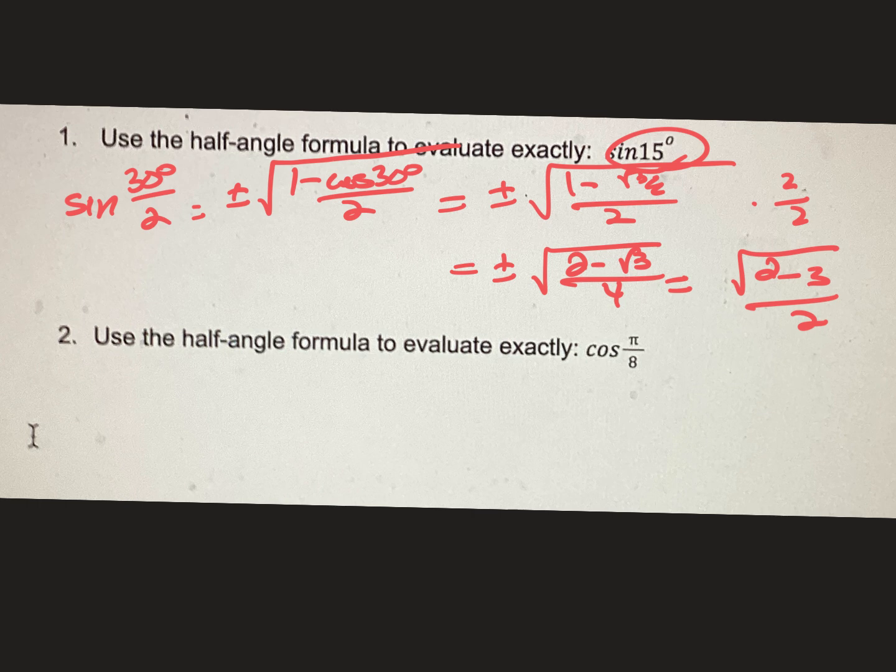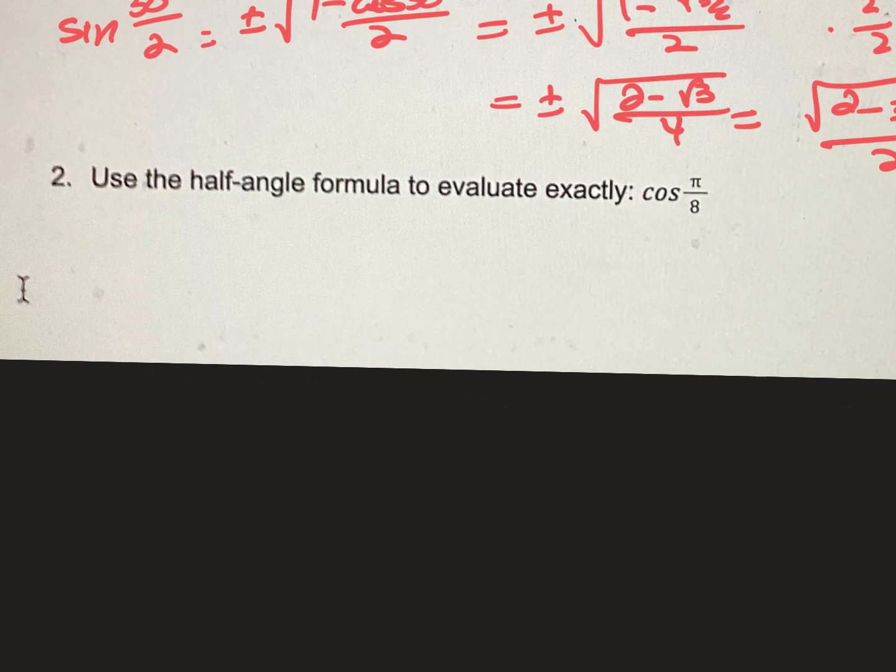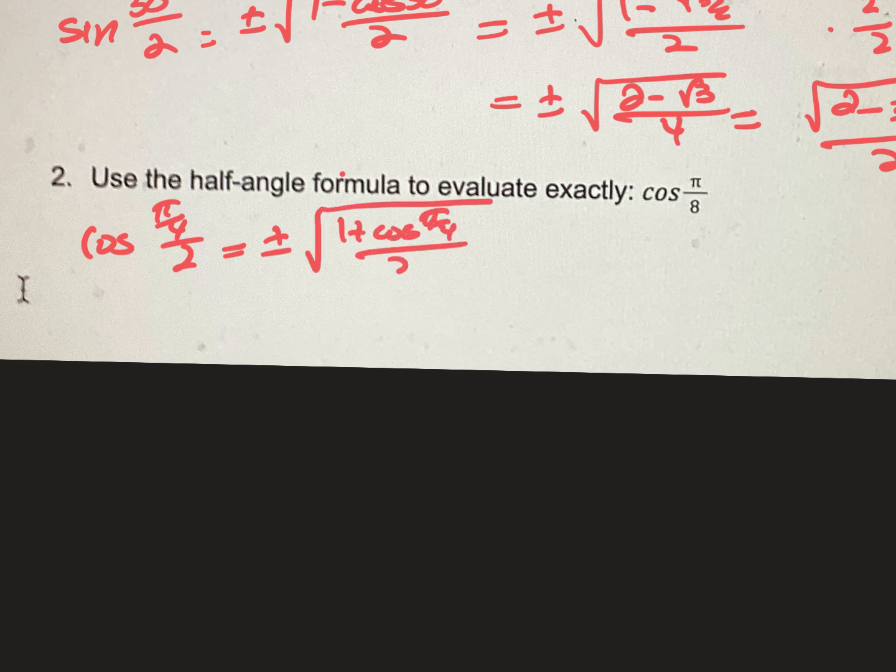Number 2 works the same way. Number 2, we use a half angle to find cosine pi over 8. Now, what is pi over 8 half of? Pi over 8 is half of pi over 4. So I'm going to say cosine pi over 4 divided by 2, and then go from there. So I'm looking at my sheet again. For the cosine half angle, it's plus or minus square root of 1 plus cosine pi over 4 all over 2.